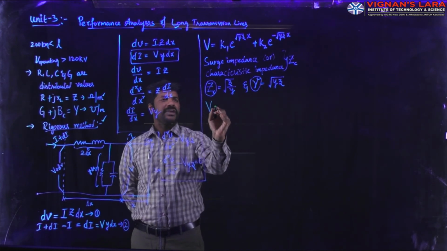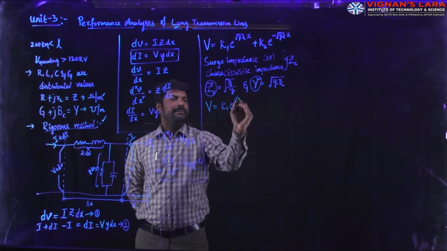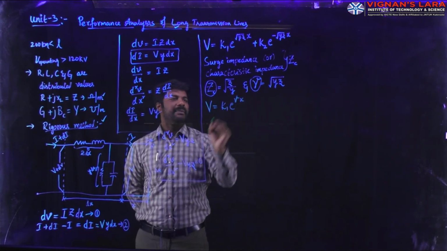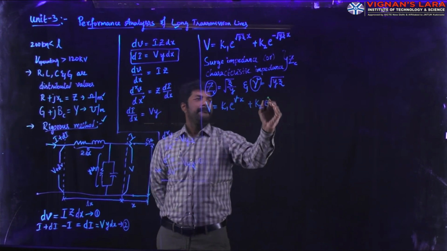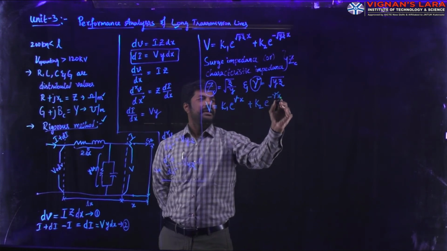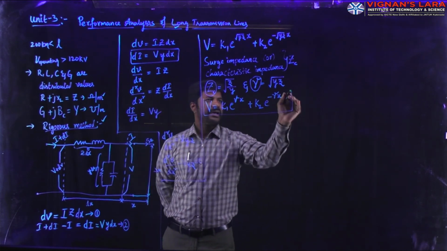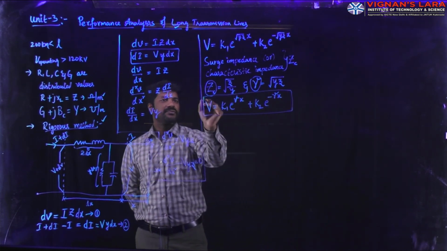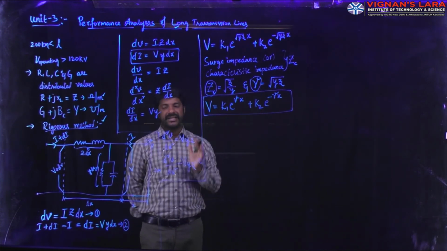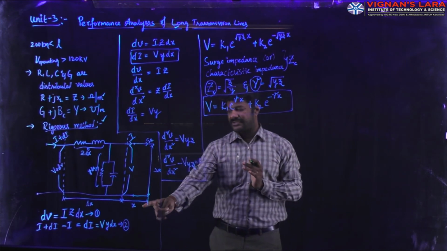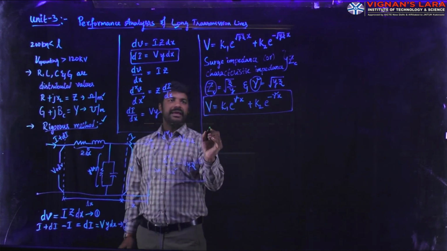Then the voltage V is written as constant K1 e to the power gamma x plus constant K2 e to the power minus gamma x. This is the general solution for the voltage V at any point x, where x is measured from the receiving end side. If you observe clearly here, our assumption is that x is measured from the receiving end side. Then what about the current?